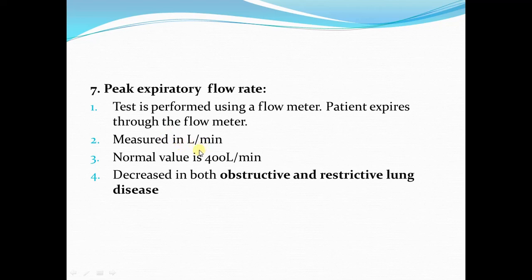The normal value is 400 liters per minute. The normal peak expiratory flow rate is 400 liters per minute. Peak expiratory flow rate is decreased both in obstructive as well as restrictive lung diseases. It is decreased in both obstructive and restrictive lung diseases.